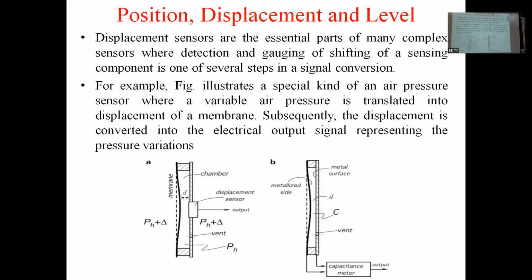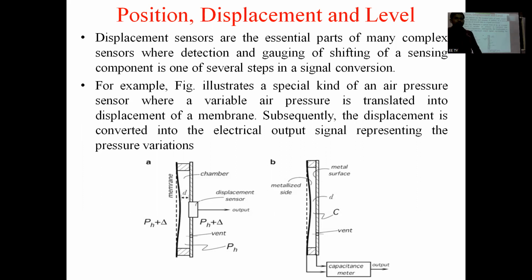That means the capacitance of the plate is directly proportional to the cross-sectional area of that plate, and inversely proportional to the distance between the plates. So if the distance changes, the capacitance of that capacitive type of sensor will change. This capacitance is sensed and shown by this capacitance meter, and it is converted into an output electric signal. Okay, so this is a capacitive type of sensor.